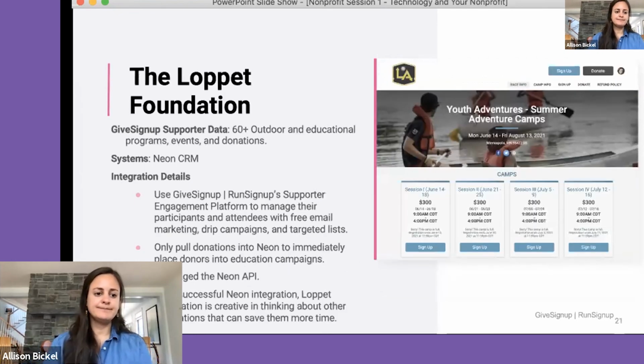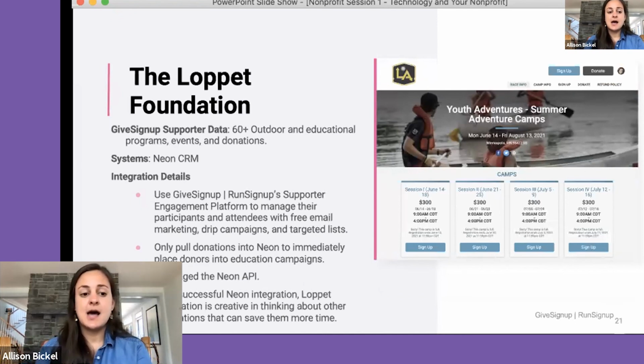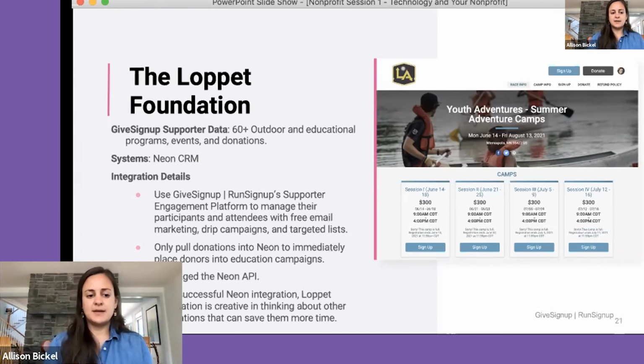location. The Loppet Foundation is doing about 60 plus events on the GiveSignup, RunSignup platform, and they use Neon CRM as their donor management system. So they're actually using our platform to manage basically everything from email marketing to managing attendees and participants. And so what they wanted to do with an integration is pull all their donors into Neon immediately to place them into education campaigns about Loppet Foundation.